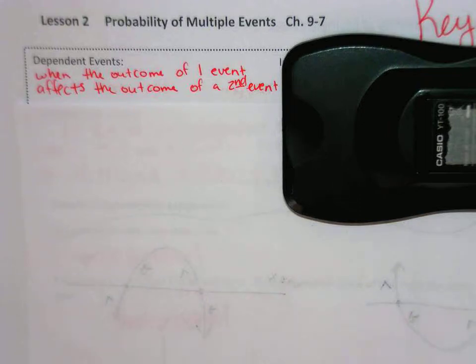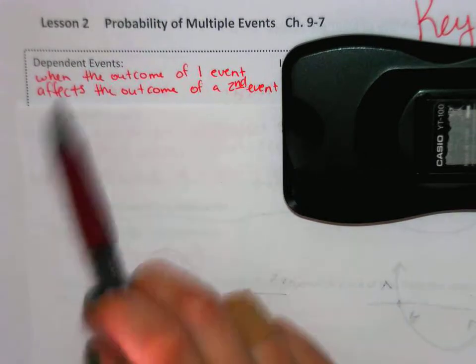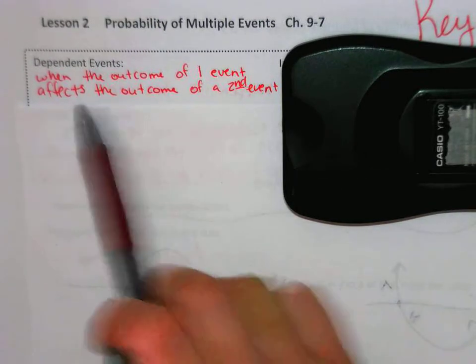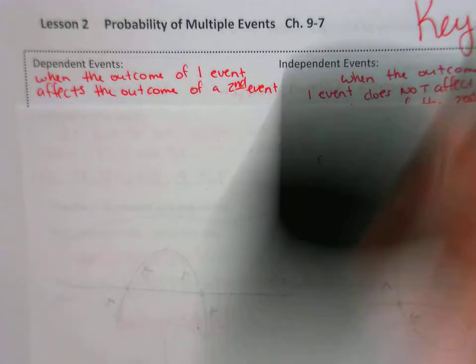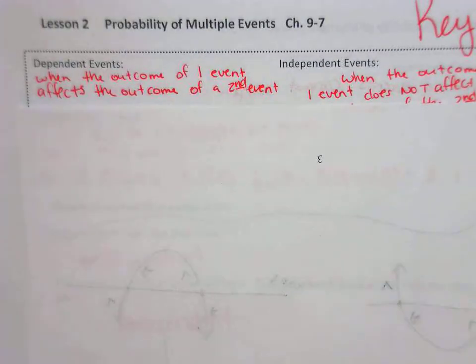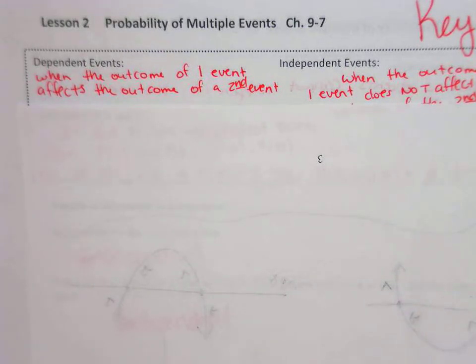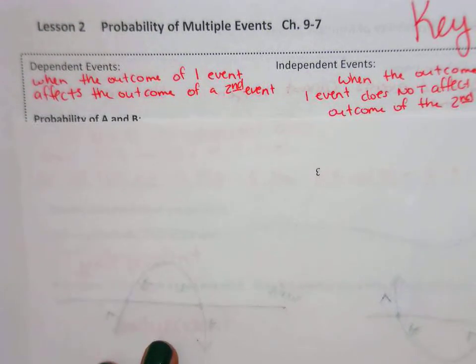Today let's look at probability of multiple events. So first of all, let's discuss what a dependent event is. It's when the outcome of one event affects the outcome of a second event. So then the independent event is when the outcome of one event does not affect the outcome of the second event.